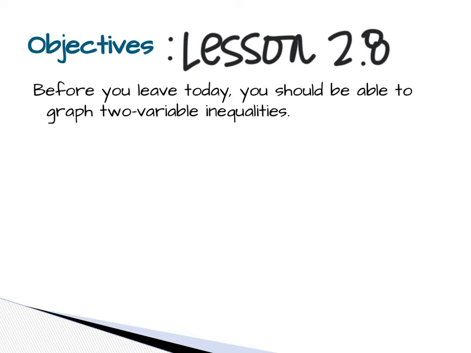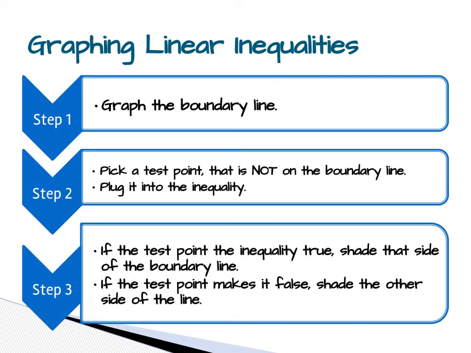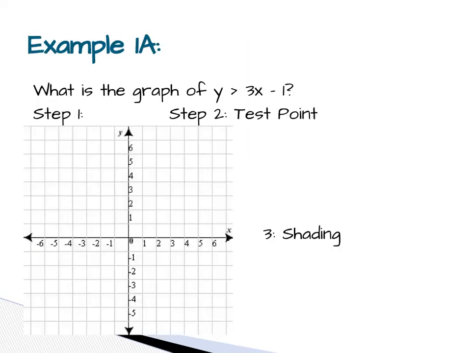Lesson 2.8. At the end of this video, you should be able to graph two variable inequalities. Okay, to graph an inequality, what you're going to do is graph the boundary line, which just means graph the line that you're used to, slope-intercept form or something, or absolute value. And then the second thing is new. You pick a test point that is not on the boundary line, and you plug it into the inequality. If the test point is true, you shade that side. If it's false, you shade the other side.